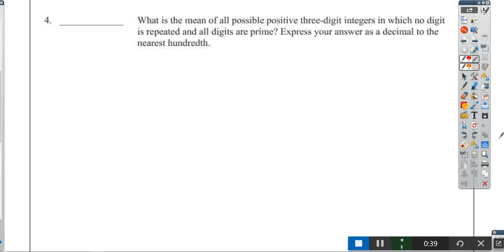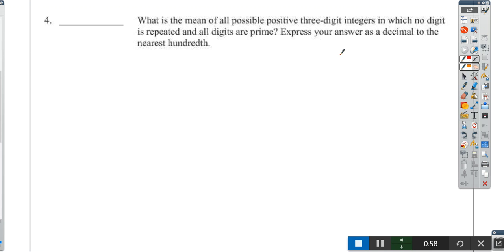So question 4. What is the mean of all the possible positive 3-digit integers in which no digit is repeated and all digits are prime? Express your answer as a decimal to the nearest hundredth. All right. Well, first things first, I kind of want to know how many possibilities there are.